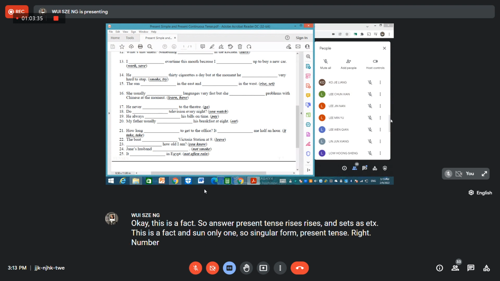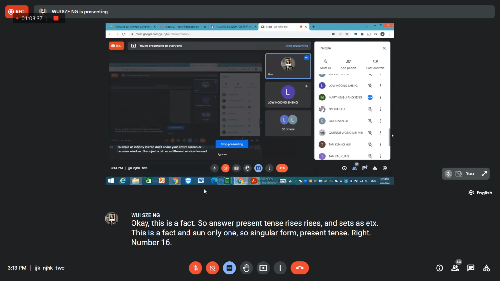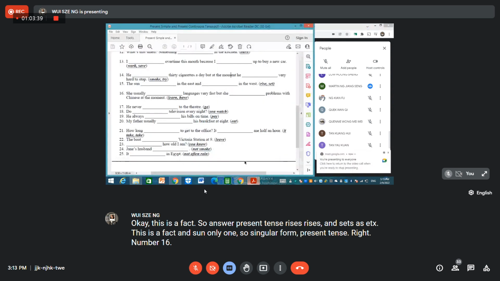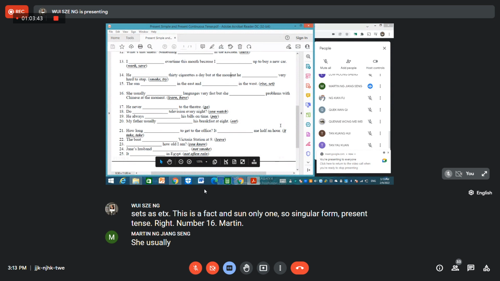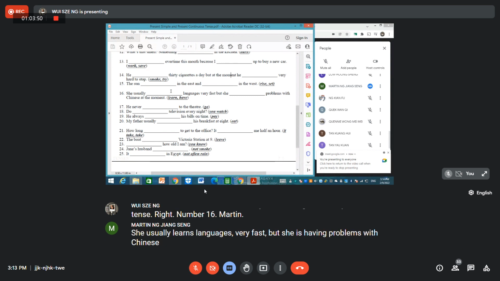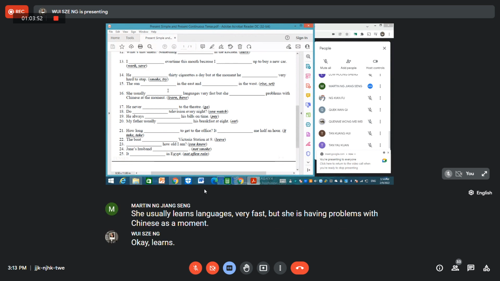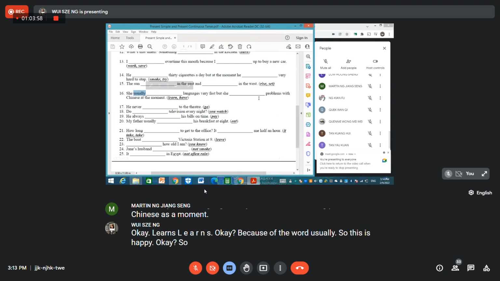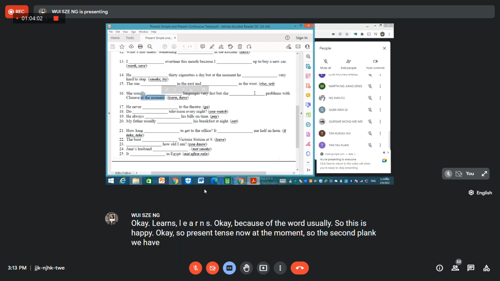Right, number 16, Martin. She usually learns languages very fast, but she is having problems with Chinese at the moment. Okay, learns, L-E-A-R-N-S, because of the word usually. So this is habit, so present tense. Now, at the moment, so for the second blank, we have to use present continuous: is having.